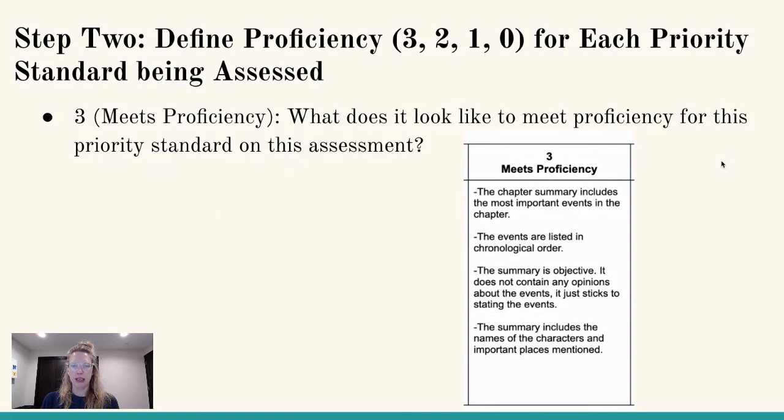For the first one, I like to start with the 3 to really ask yourself, what are you asking students to do? What does meeting proficiency look like for this task and this priority standard? The task that I'm using is asking students to write a bulleted chapter summary. So proficiency would mean the chapter summary includes the most important events in the chapter. The events are listed in chronological order. The summary is objective, and it does not contain any opinions about the events. It just sticks to stating the events. And the summary also includes the names of important characters and places mentioned.